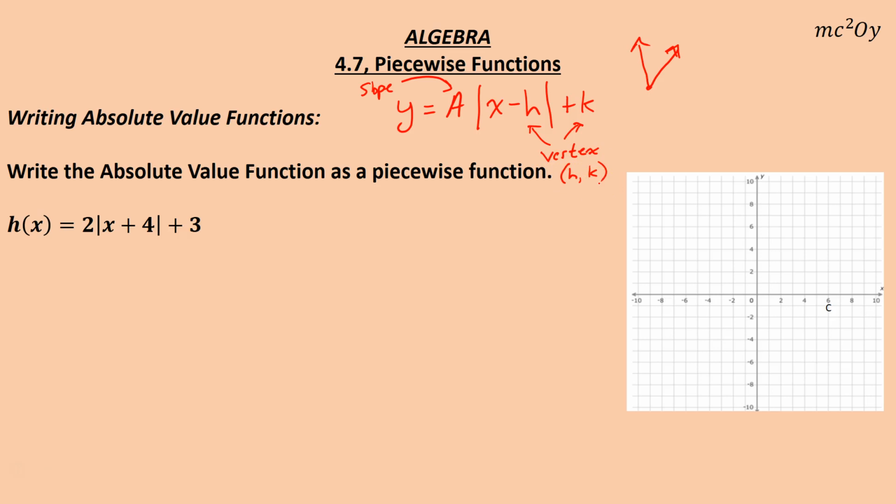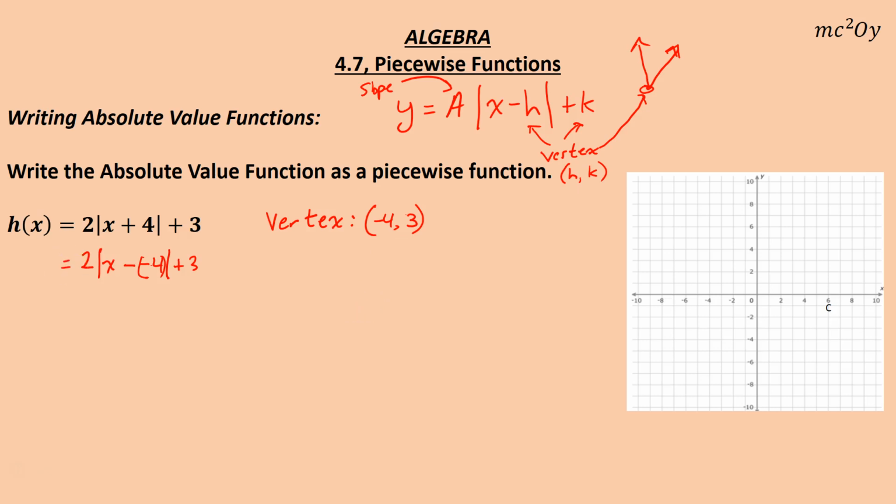So when I'm looking at an equation or a function, h of x is equal to 2 times the absolute value of x plus 4, plus 3, I first want to find my vertex. Remember, the vertex is that turning point. So the vertex is also right there. Notice this says x minus h and this says x plus 4. So if we put it in minus form, it would be x minus a negative 4, plus 3. So my vertex is actually negative 4, positive 3.